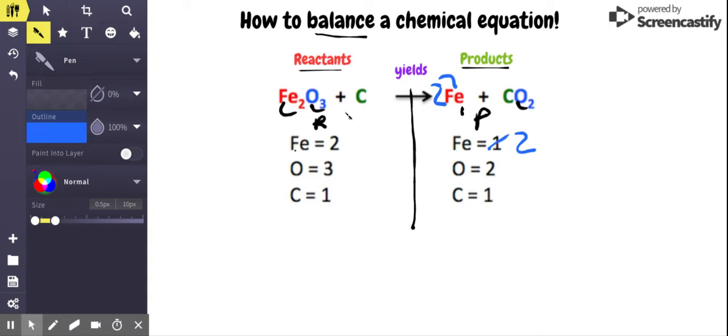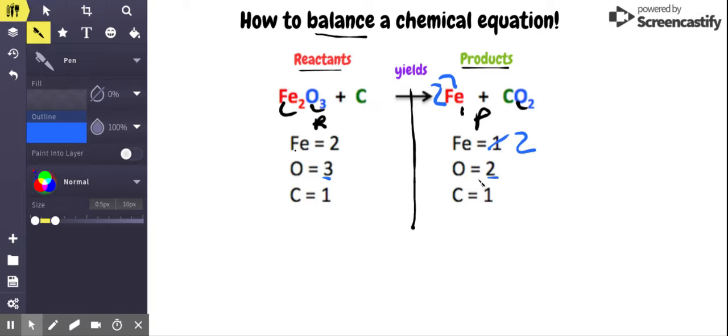Great, awesome. Are we done yet? The answer is no. We have 3 oxygen here and 2 here. So this is where things get a little bit tricky. We have to look at how we can make things equal. Now, 2 and 3 both go neatly into 6.